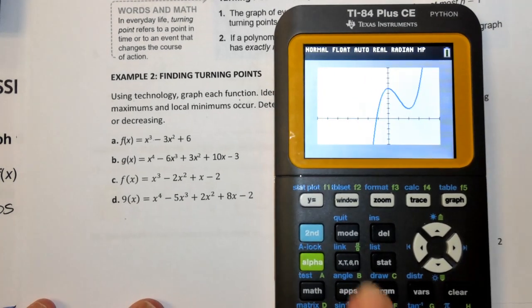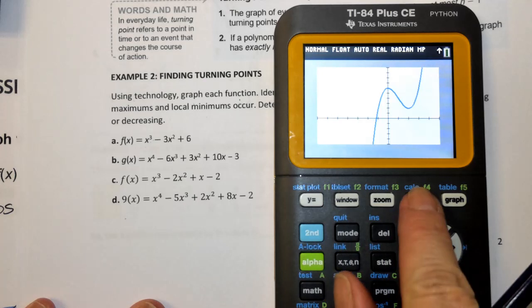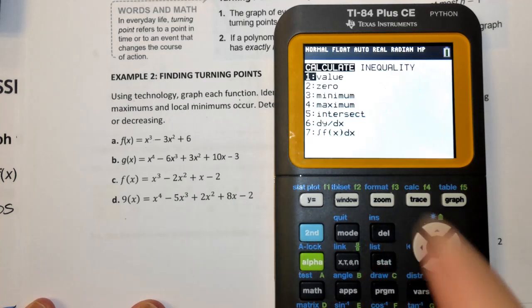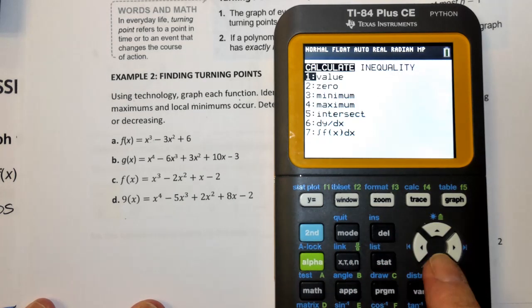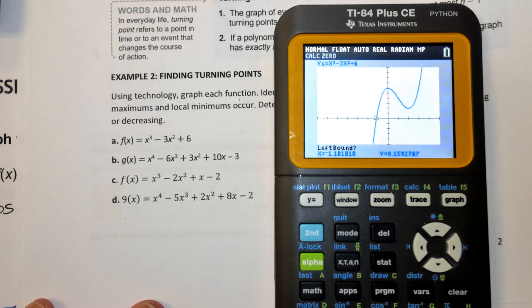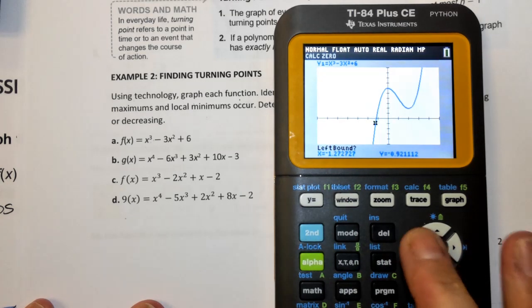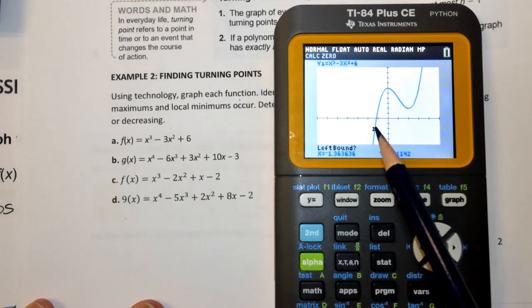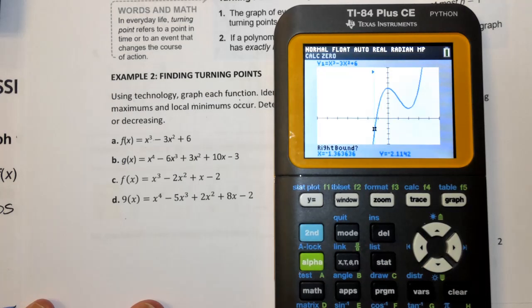So we are going to hit the blue button because we want CALC. All right, so then we're going to scroll, and y'all could make notes of this, like how to use the calculator for this, because you get to use it in your mastery check. Hit enter because we want the zeros. Remember, zeros are your x-intercepts. See how it says left bound? So you want to scroll a little bit to the left of this point, because if we looked vertically, it would be a little bit to the left of this, and hit enter.